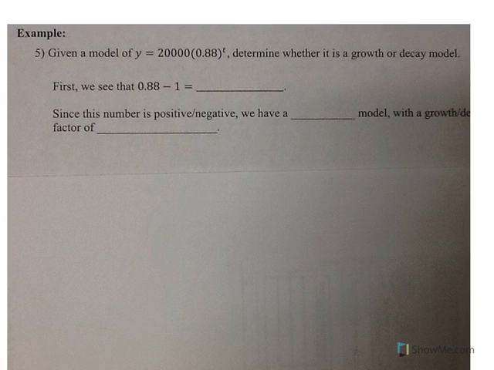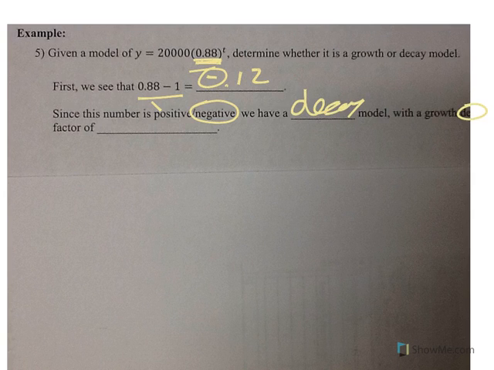All right, last one of this page here. We have a model, y equals 20,000 times 0.88 to the t. First of all, determine whether this is growth or decay. Well, if you look inside here, if it's less than 1, it's decay, right? Because if you multiply something by something that's less than 1, your number's going to get smaller. So they say take away 1 from it, and you get negative 0.12. Because it's negative, we have a decay model with a decay factor of 0.88.